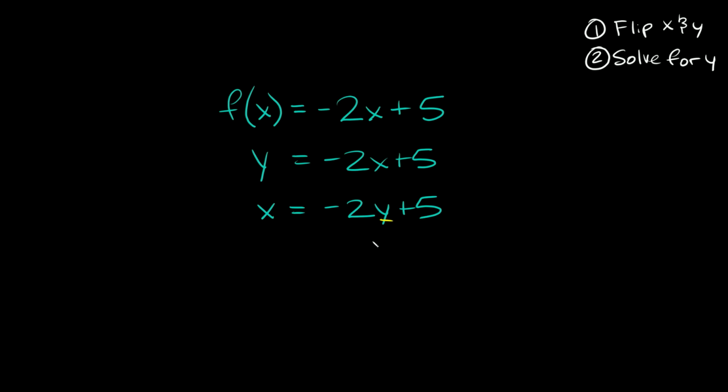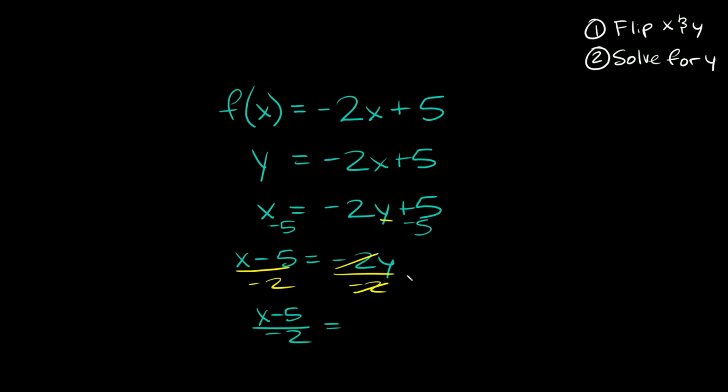The first thing we can do is get rid of this 5. Subtract 5 from both sides, so we get x minus 5 is equal to negative 2y. Then we can divide both sides by negative 2 to get rid of that. Here we're left with x minus 5 divided by negative 2 is equal to y. Now x divided by negative 2 is just negative x over 2, and negative 5 divided by negative 2 is positive 5 over 2, so plus 5 halves, and that's equal to y.